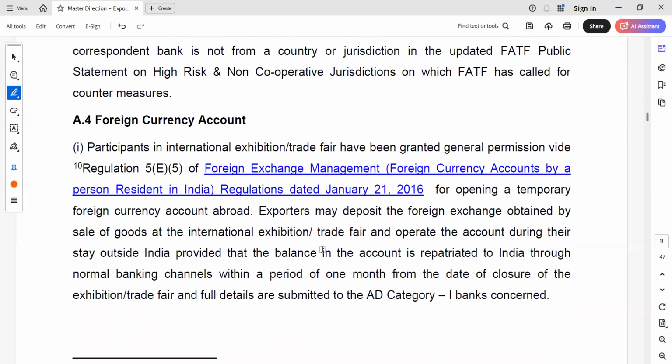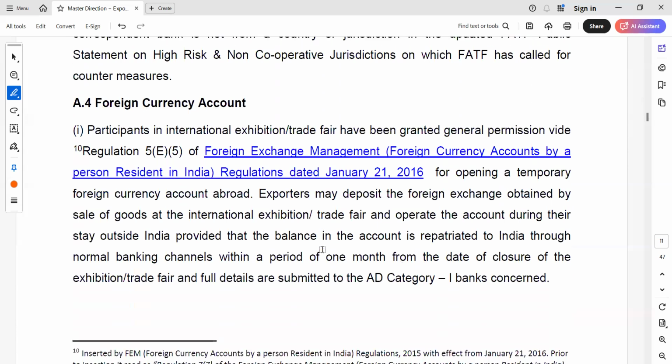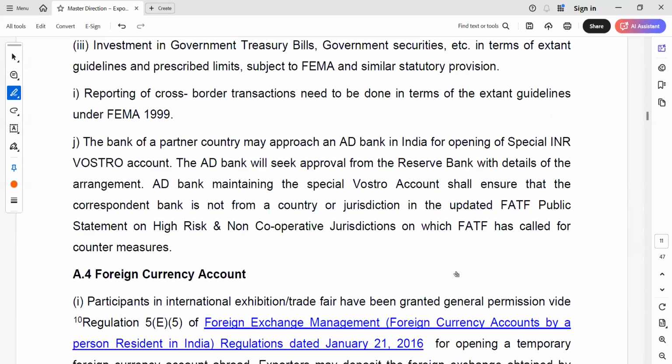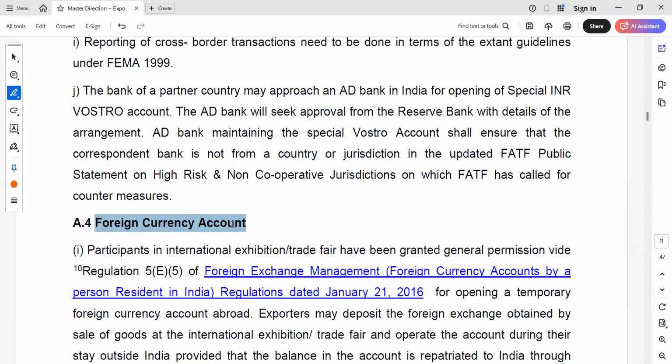Okay, so foreign currency account. This we will discuss in the next part of the video. Today we have discussed 10 pages of the circular. This circular has a total of 47 pages. Okay, so up to 10 pages we have done. And next is the foreign currency account that we will be discussing in our next video.